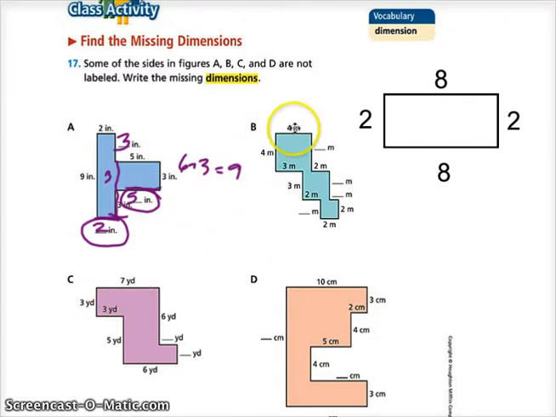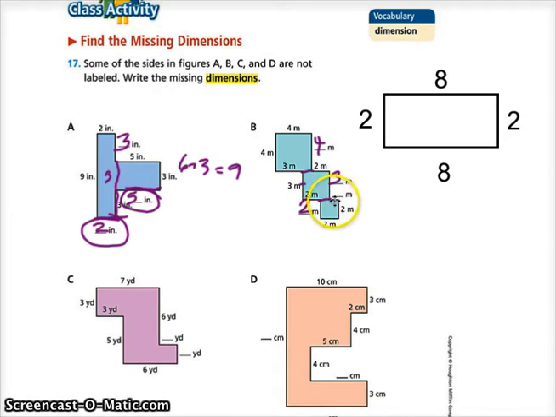Alright, let's look at figure B. So I see kind of 3 rectangles here put together. So I know that this side is one of the missing sides because I see the blank. So it's a rectangle, so I know this side and this side are congruent. So this side would be 4 meters. This side we have a missing side. Again, this side and this side are congruent, so that would be 3. And this side and this side are congruent, so this is 2.